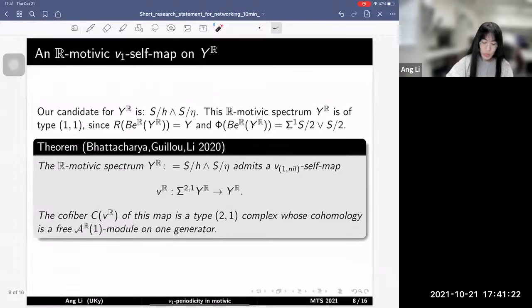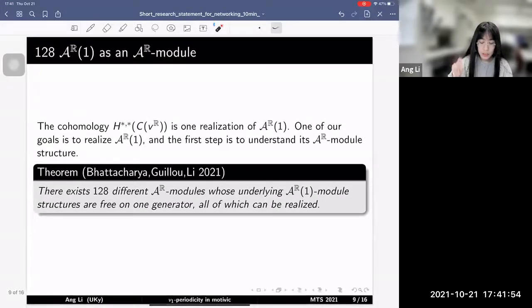Under this notion, we can cook up our spectrum Y in R-motivic. That will be the cofiber of h and the cofiber of eta smashed together. Here, h and eta are both the R-motivic versions of the Hopf map. And our theorem is that the Y we find admits a v_(1,1)-self-map, whose cofiber is realizing the R-motivic Steenrod subalgebra A(1). So great, we find one realization of A(1) in R-motivic.